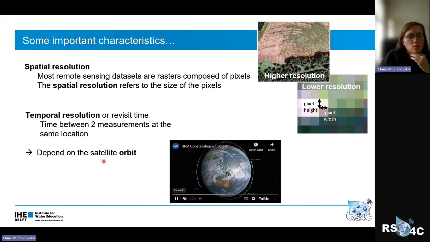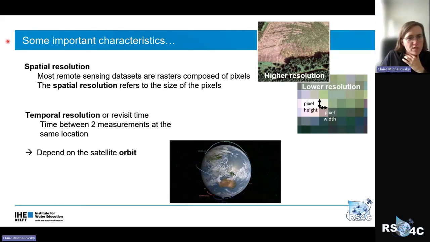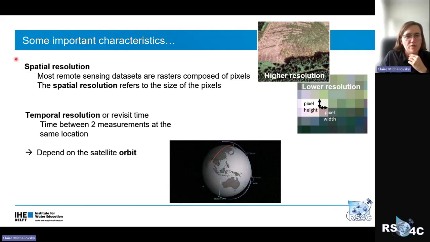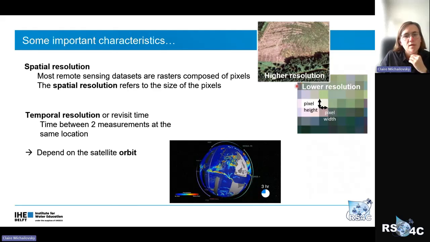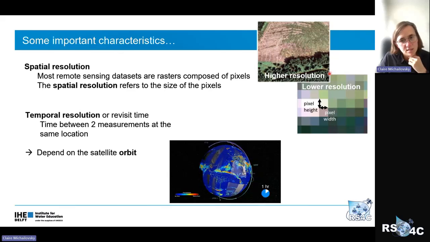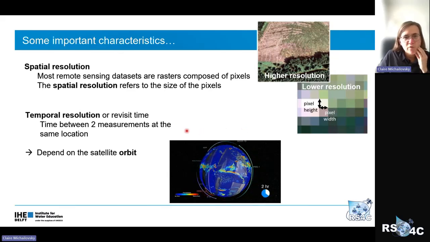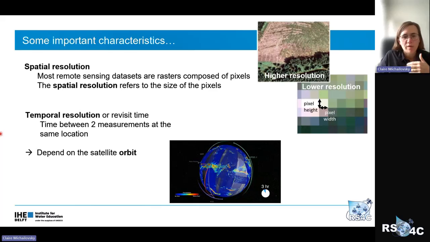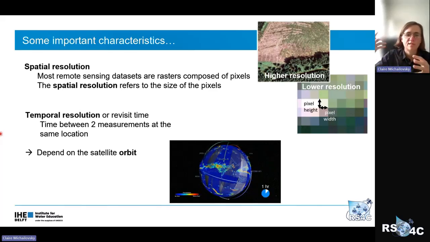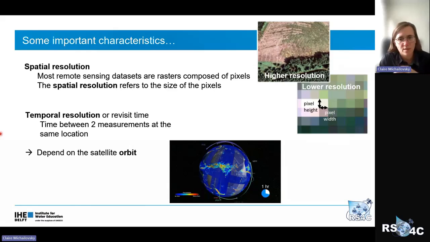remote sensing. So when we're starting to work with remote sensing, there are really two main characteristics we want to take into account, which are the spatial resolution of the data we're working with, which is the size of the pixels. So an image with high spatial resolution will have very small pixels and allow us to see a lot of detail. And an image with low spatial resolution will have larger pixels and will show us less detail. The other important thing to take into consideration is the temporal resolution, which is going to be the time between two measurements at the same location. And this will depend on the satellite orbit, because of course it takes time for the satellite to complete its orbit and to come back to the same place.